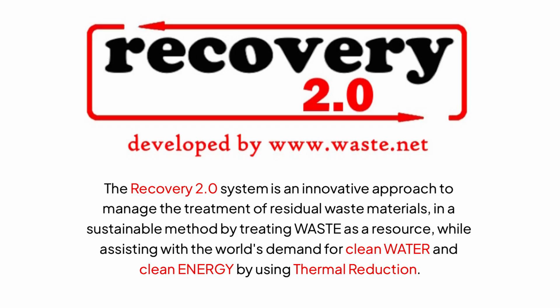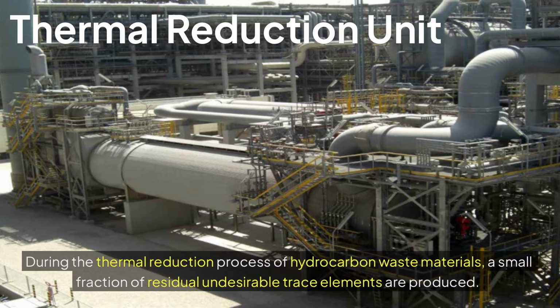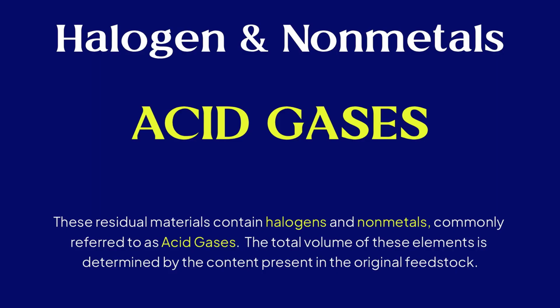thermal reduction. During the thermal reduction process of hydrocarbon waste materials, a small fraction of residual undesirable trace elements are produced. These residual materials contain halogens and nonmetals, commonly referred to as acid gases. The total volume of these elements is determined by the content present in the original feedstock.